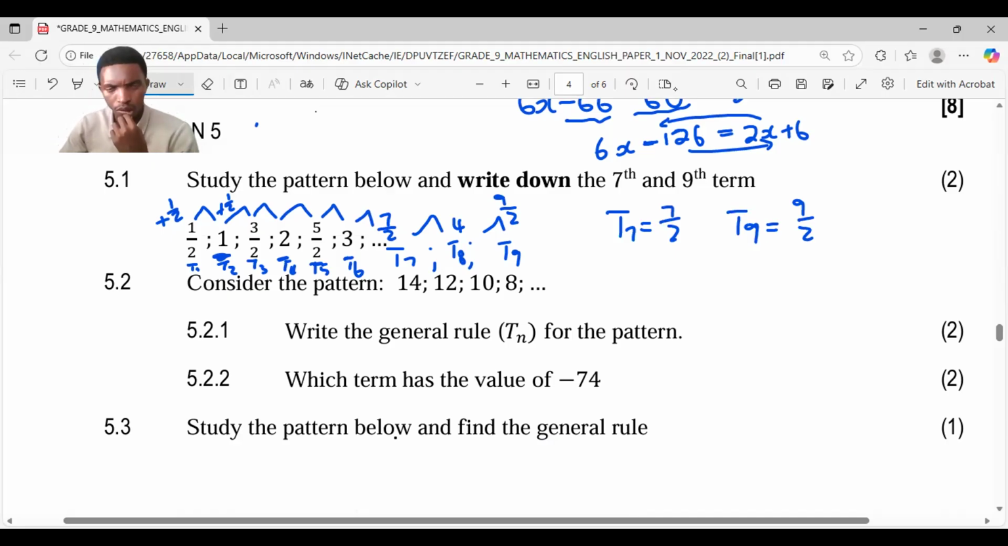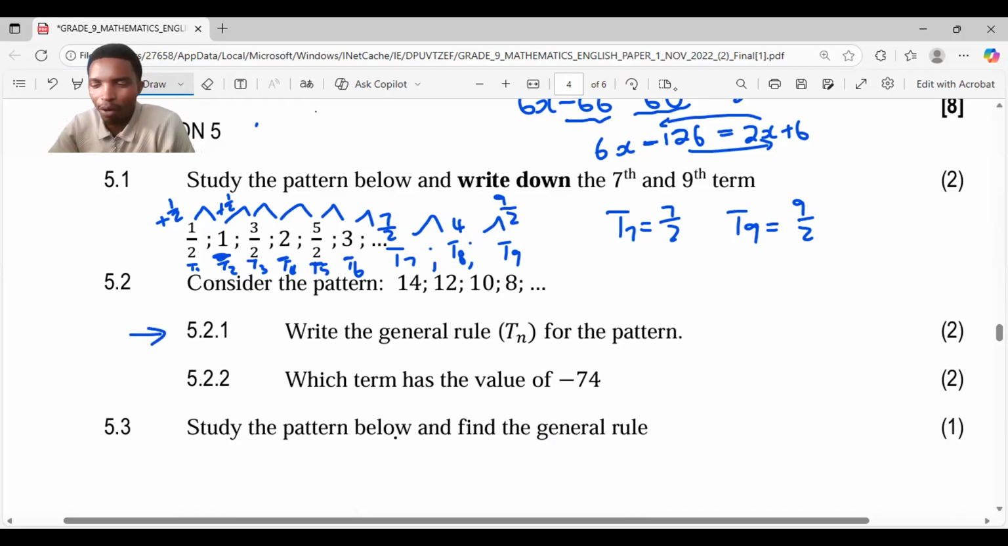Who was wrong? They were saying 9 over 2, because here I now wrote the seventh term is equal to 8 over 2. I didn't write 4, but I know it's 4, but they were saying it's 9 over 2. So let's continue. And then we have 5.2.